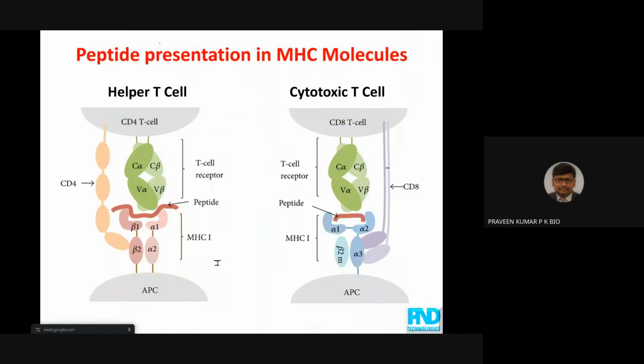As I mentioned earlier, I am showing you a large figure. One thing you have to remember is that the helper T cell I am showing is going to have MHC2. MHC2 is going to have a larger peptide size when compared to the cytotoxic T cell.